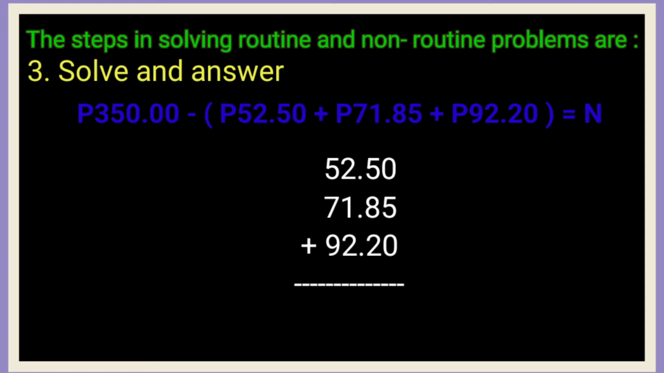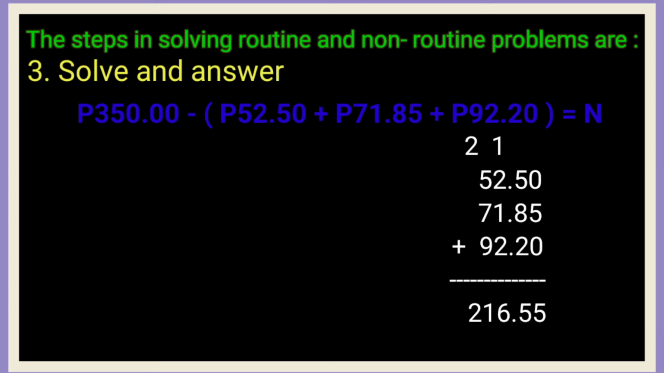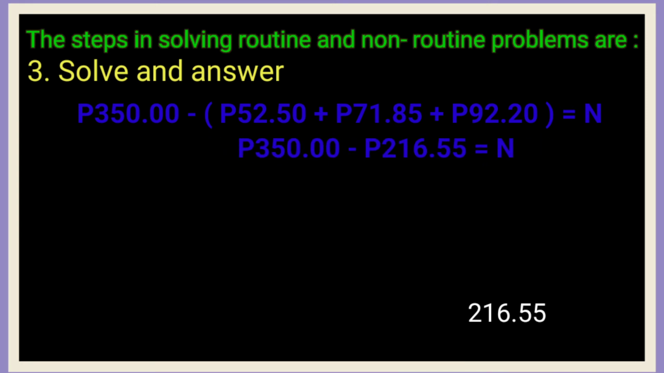Adding the digits carefully from rightmost to the leftmost columns or place values, this will be the end result of our sum. Our sum will be 216 and 55 hundredths, or 216 pesos and 55 centavos. Simplifying, our number sentence would be now 350 pesos minus 216 pesos and 55 centavos equals n.